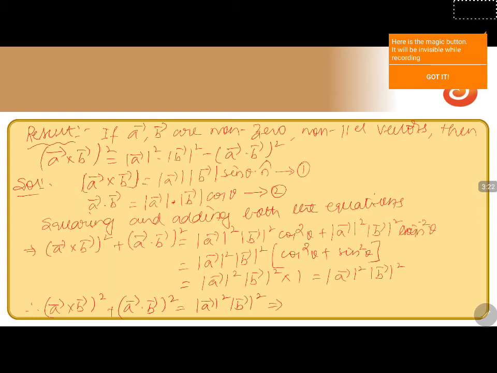We want only |A cross B|², so we'll write it as |A cross B|² is equal to |A|²|B|² minus (A dot B)².